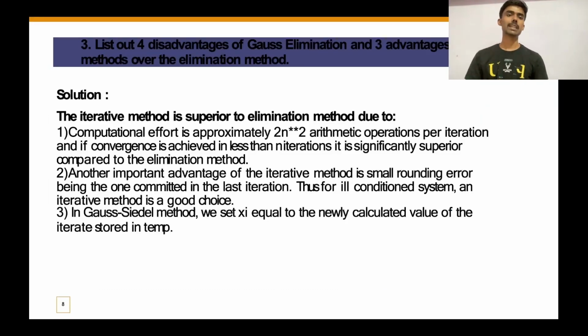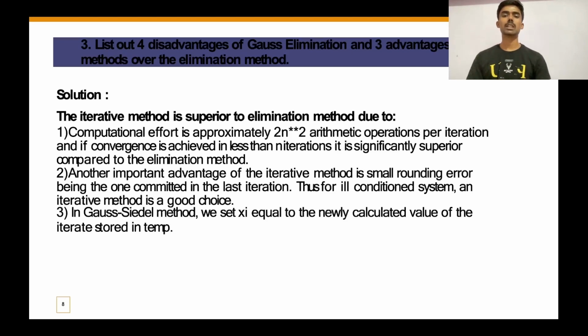For the next question, we have to list out 4 disadvantages of Gauss elimination and 3 advantages of iterative method over the elimination method. The iterative method is superior to elimination method because the computational effort is approximately 2n to the power 2 arithmetic operations per iteration, and if convergence is achieved in less than n iterations, it is significantly superior compared to the elimination method.